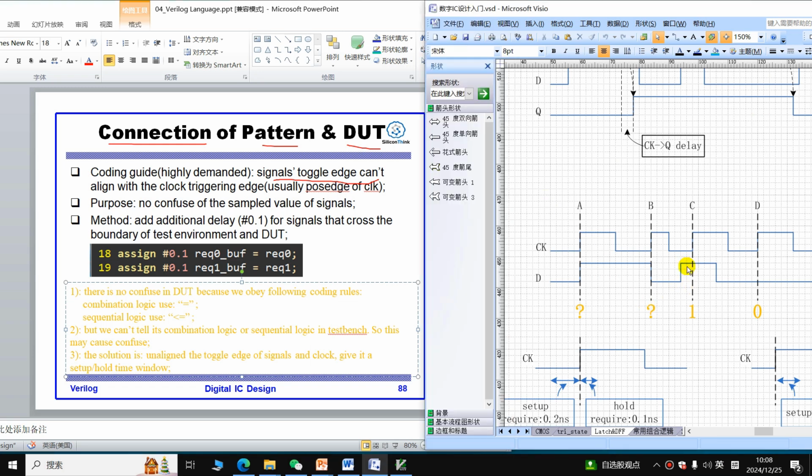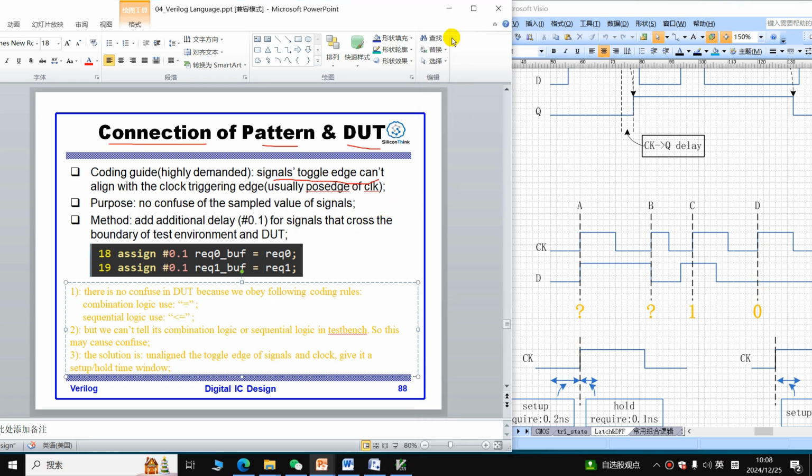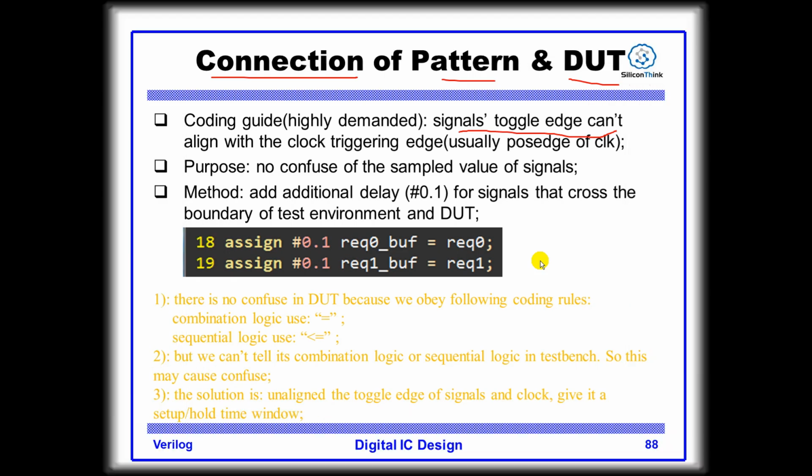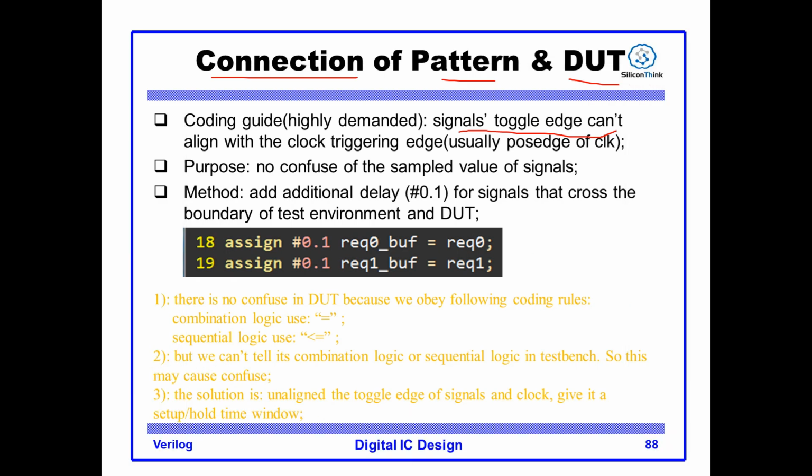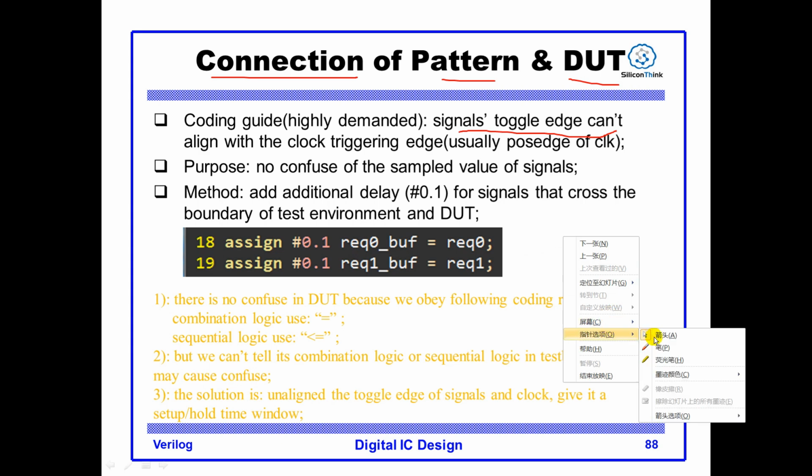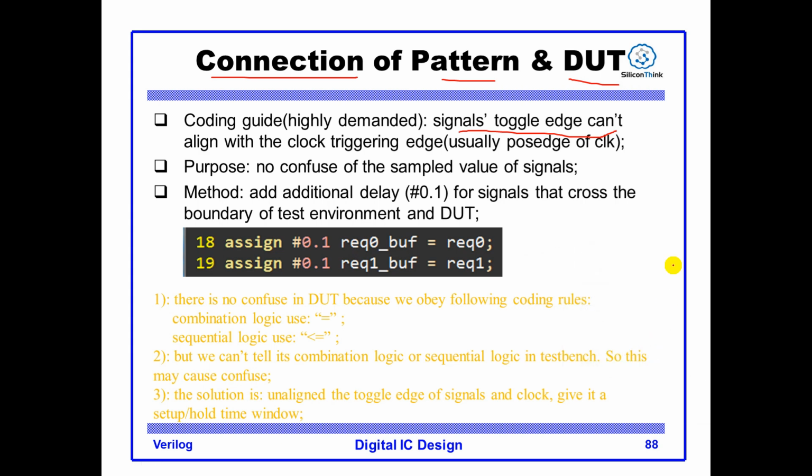Then, when the signal toggling edge is unaligned with the clock edge, such as the waveform here, there is no confusion. This point must be sampled 1, and this point must be sampled 0. So this is something like the setup and hold timing window for a DFF.